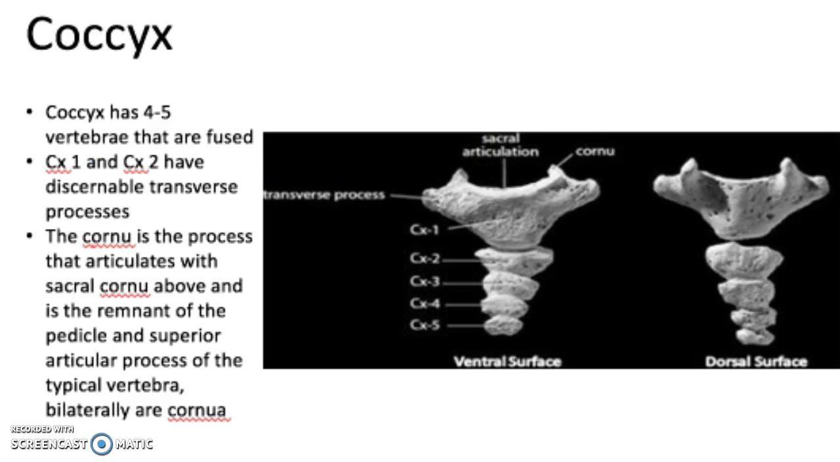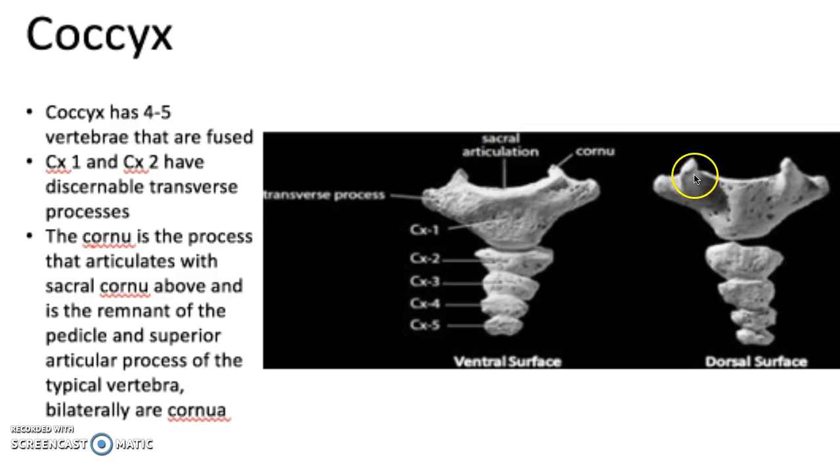These are the coccyx bones, and like I said, you can have 4 or 5 of them. The first two are very similar in having their very tiny transverse processes, and the bottom 2 or 3 are typically fused. Once again, you have the base at the top, apex at the bottom, and you have the sacral articulation right here at the top.